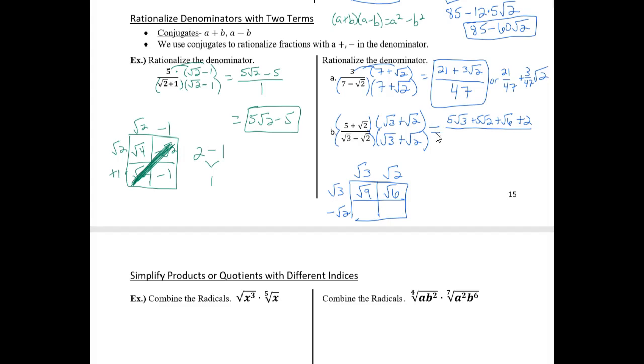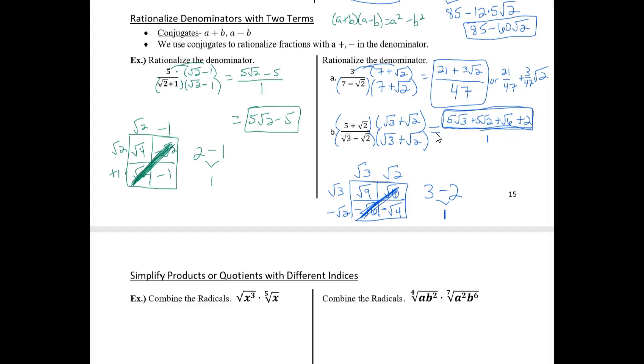A negative square root of 2 times square root of 3 is negative square root of 6. And then lastly, a negative square root of 2 times a positive square root of 2 will be negative square root of 4. Plus and minus the square root of 6 is 0. And then we have the square root of 9, which is 3, minus the square root of 4, which is 2, and 3 minus 2 is 1. So our denominator would be 1, which means our final answer is just the numerator. Anything divided by 1 is itself, right? And there you have it.